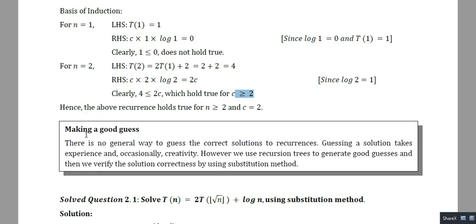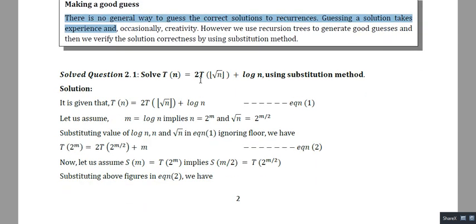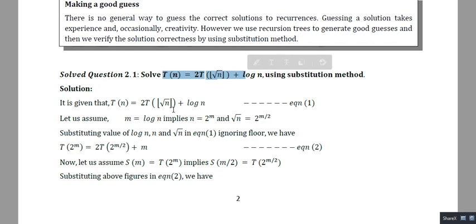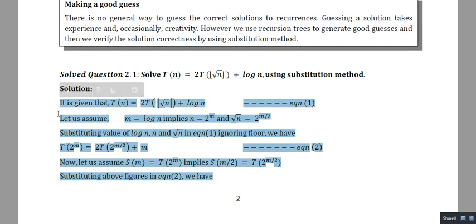Okay. So now how to make good guesses, right? So guesses can be made, I have already told you, using other methods, like we can use iterative method, we can use recursion tree method, or we can use master formula method. But the best method to guess a solution is to use that recursion tree method. Okay. So now this is one more example to solve this recurrence using substitution method. So you just go through it. Okay. So any doubt, you just comment your doubt in my Google Classroom, right?